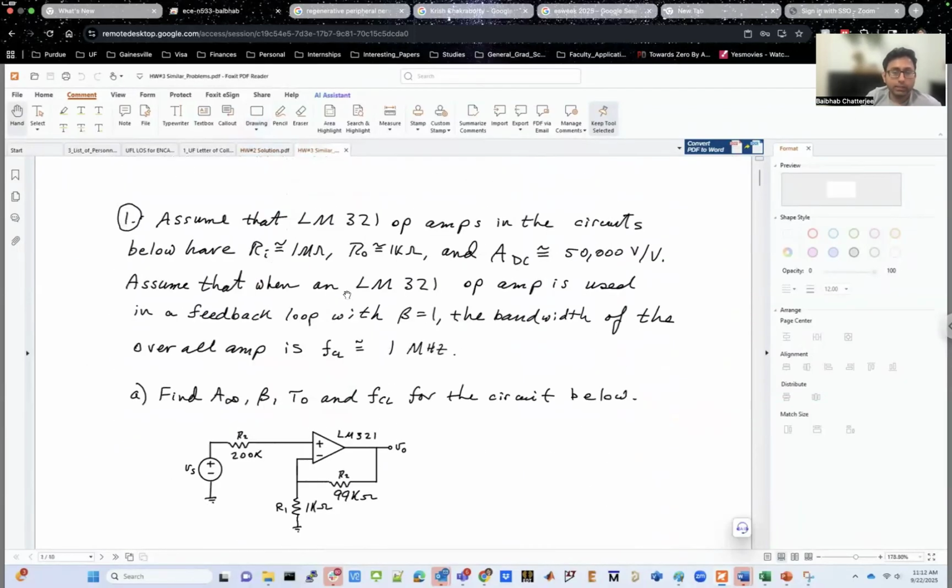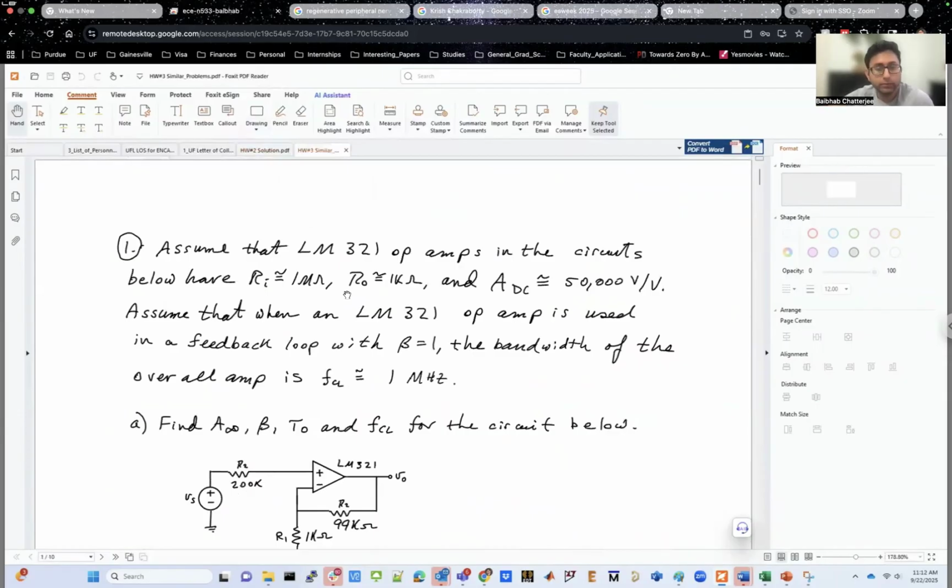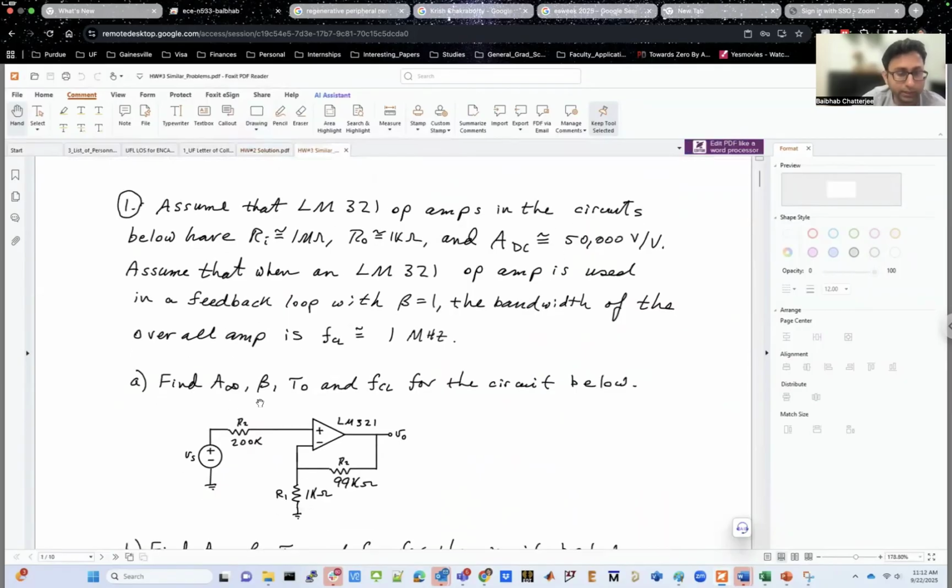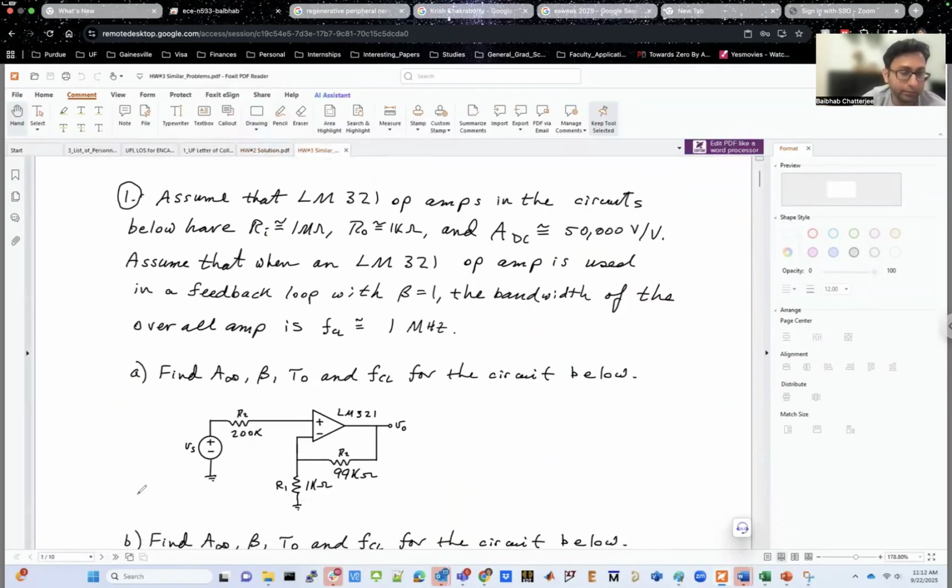Now let's also quickly discuss some of these questions which are very similar to your homework 3 problem. The first question is very simple. Find out A infinity, beta, T naught, and FCL, that's the closed loop bandwidth for this particular scenario. And what is this scenario? You are applying your input voltage to the positive terminal of the op-amp, and then you have a negative feedback for the op-amp. That means the virtual ground property holds true. And you already solved this kind of problem in your homework number 2. So that's going to be very easy.